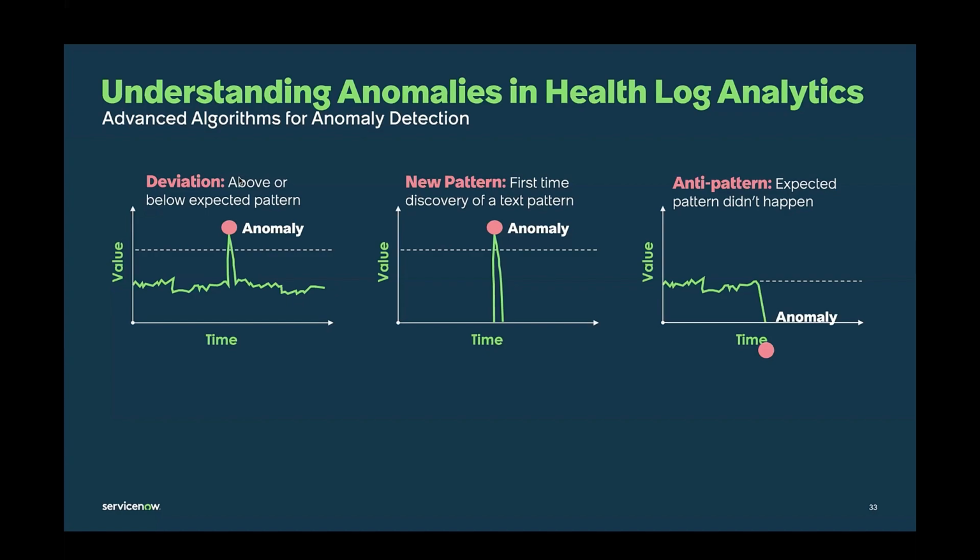behavior needing attention. The last one, anti-pattern. This is a missing pattern, when something that usually happens stops happening. For instance, maybe user Joe used to log in daily and now hasn't logged in at all for the past 3 days. That drop in activity might signal a user issue, a failed process, or even potential churn in customer-facing applications. HLA treats this as a silent failure. No error is thrown, but the absence itself is an anomaly.